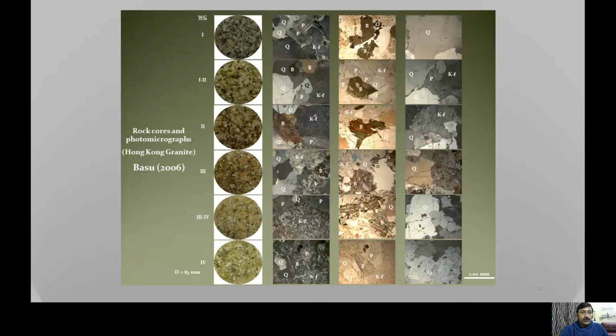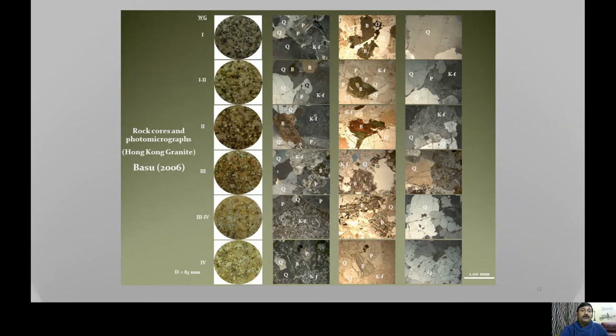This particular picture shows the rock cores and the corresponding photomicrographs, and as you can see, the weathering grades were assigned to these rock cores. It is to note that no soil material was investigated, and therefore the weathering grades that could be assigned to the materials were from grade 1 to grade 4. It is as per the 6-4 classification.